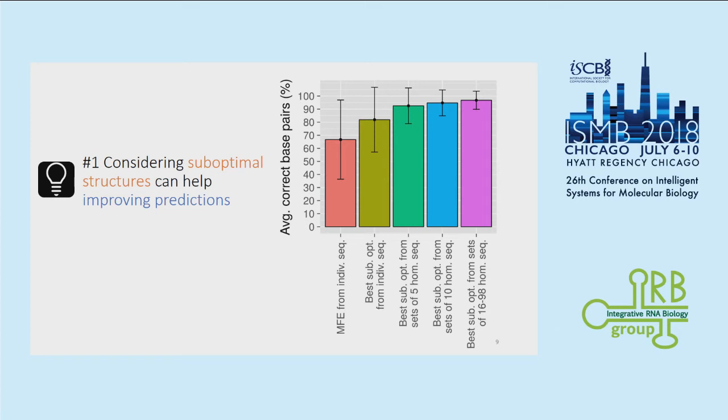As you can see here, there is a clear increase in the average correct base pairs of the best suboptimal structures. And also the standard deviation significantly decreases by increasing the number of homologous sequences. So this indicates that there is something interesting in the set of suboptimal structures to consider.